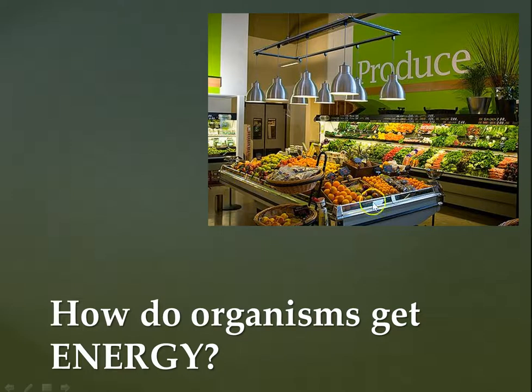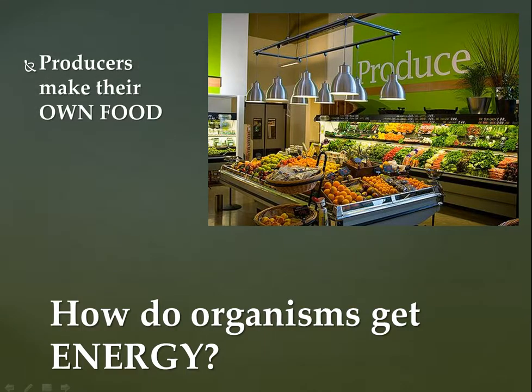Well, look at everything you find in the produce section. Fruits and vegetables, they're all plants. Plants are called producers. Producers make their own food. They produce their own food. Remember, plants can use sunlight, water, and carbon dioxide in order to make their own food.